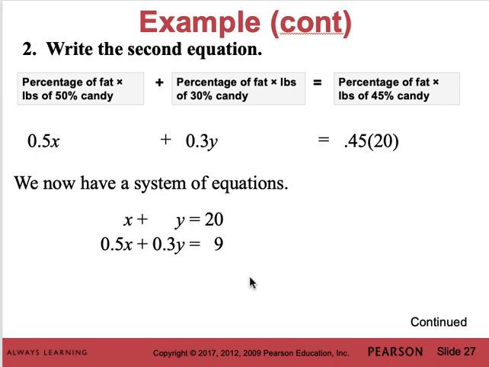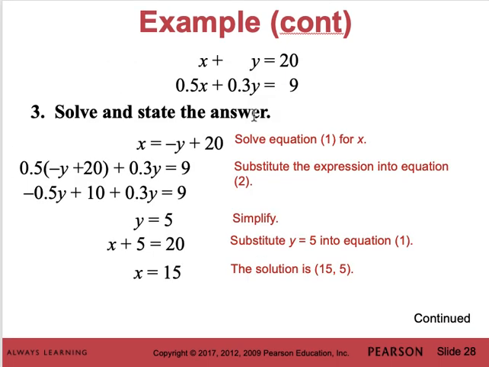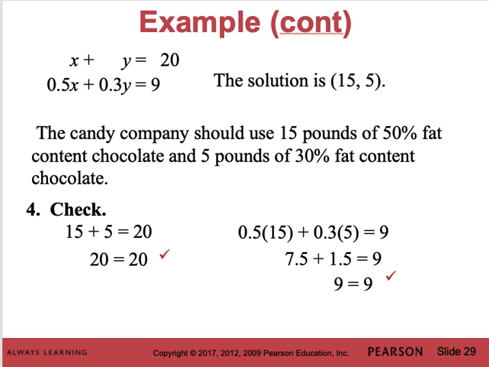So now we have two equations. We actually can multiply that out. We end up getting a whole number, which is 9. In this case, again, we don't have a number in front of our variable, so we can solve for x, replace that in, solve for y, and replace that in, and we get 15, 5. So what does that mean? The candy company should use 15 pounds of 50% fat with 5 pounds of 30% fat to get the amount that they were looking for, and we can check our solutions to make sure that they are verified, and they are. And that concludes sections 8.3 to 8.5.